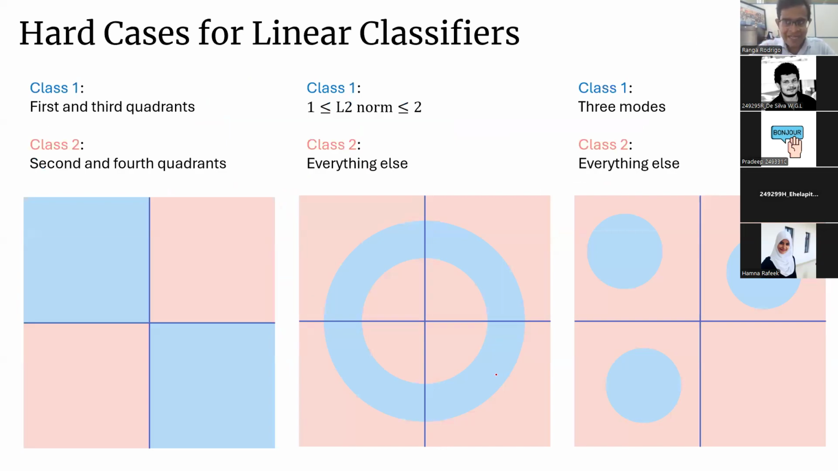All right, but since these are linear classifiers, they make mistakes in cases like this. For example, if you take class 1, the blue one, and class 2 is the second and fourth quadrant, this is the first, and so using a line, you cannot separate them. So cannot work with this. Class 1, the radius between 1 and 2. This radius is 2. That's class 1. And class 2 is everything else. So you can see you cannot separate this. And class 1, 3 modes. Everything else class 2. These circles. So using a line, you cannot separate them. So therefore, linear classifiers have these as hard cases for them.